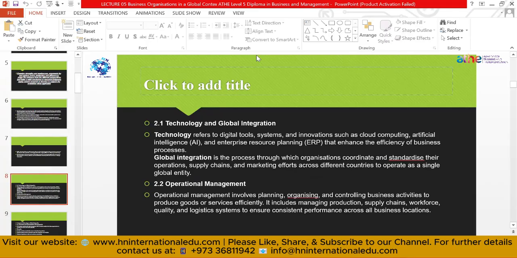Then global integration is the process through which organizations coordinate and standardize their operations, supply chain, and marketing efforts across different countries to operate as a single global entity, to be united so that all the operations are done smoothly and accurately. Then we have operational management.